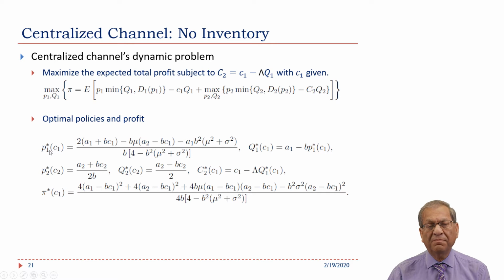We have P1 star, which is the retail price in period 1. The retail price in period 2 is P2 star, and we have our production quantity in period 1 and production quantity in period 2. Given all these quantities, we can also determine the profit. The profit, of course, will be given by C1. This is the expected profit. It is a function of the initial value, so we can compute that.